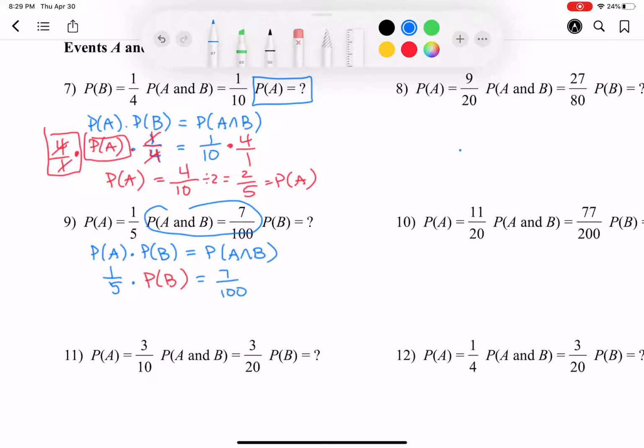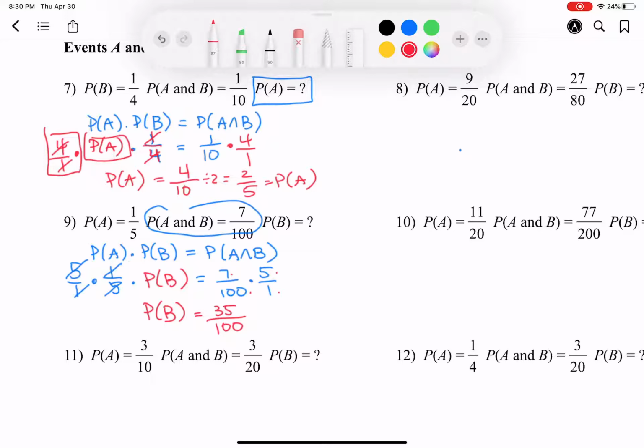Okay, I could do the same thing. I can multiply by the reciprocal. Always works. 5 divided by 5 is 1. 1 divided by 1 is 1. It divides out. It doesn't cancel out. It divides out. And so I'm left with the probability of B is equal to 7 times 5 is 35, 100 times 1 is 100.